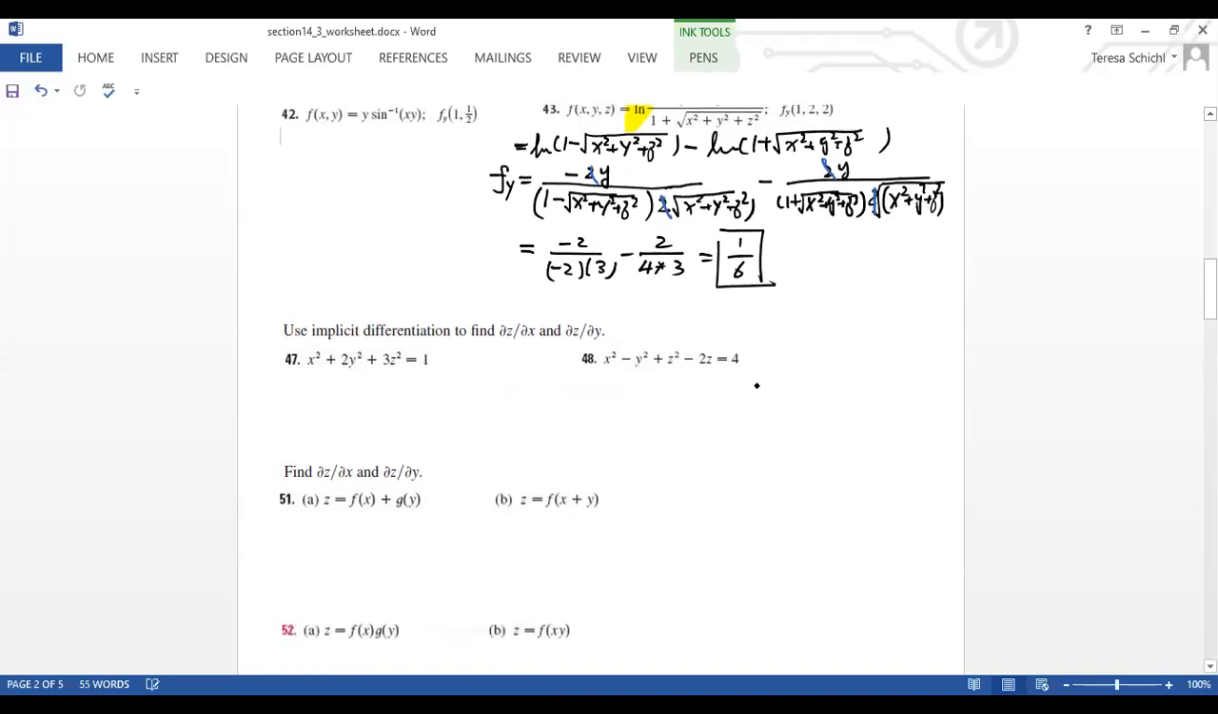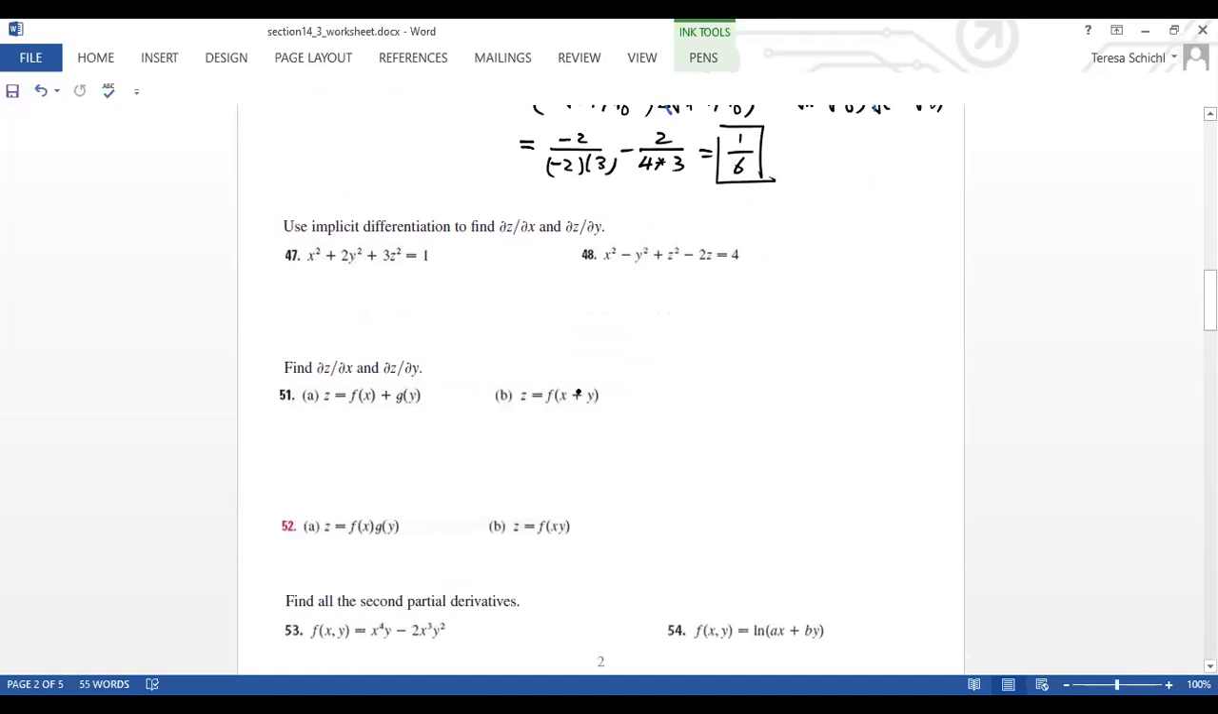Okay, so then the next one I'm going to do is number 47 here, where we'll review implicit differentiation.